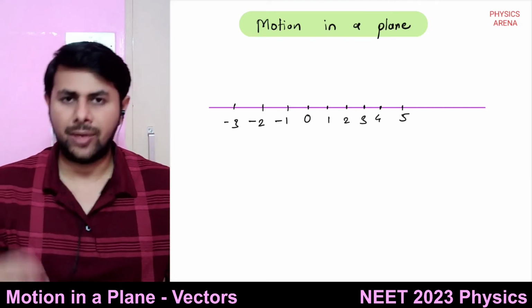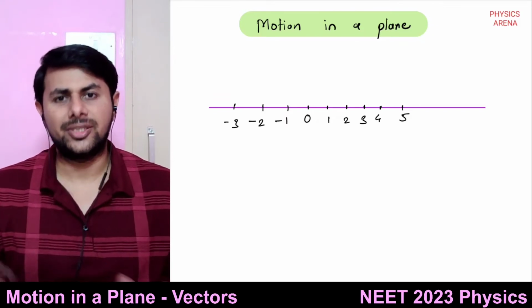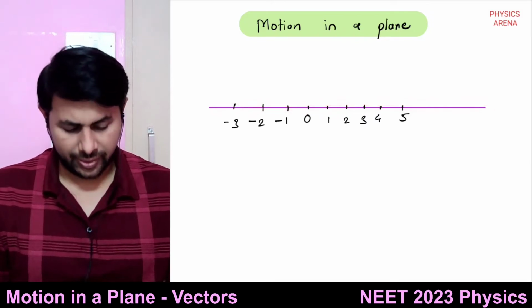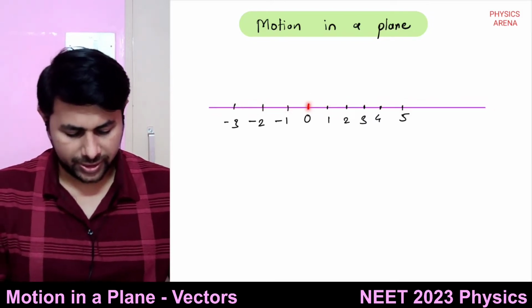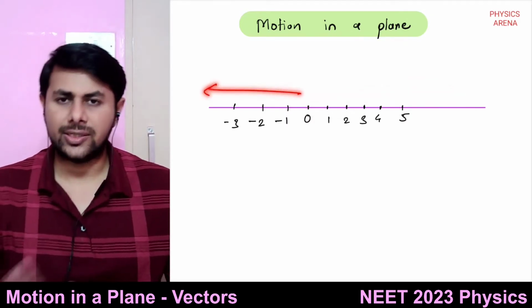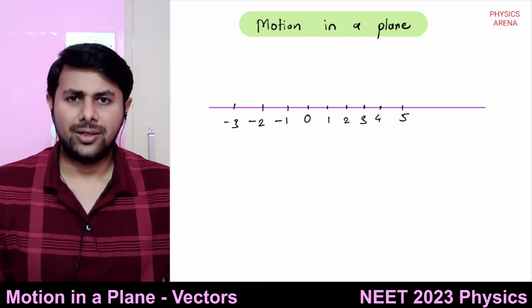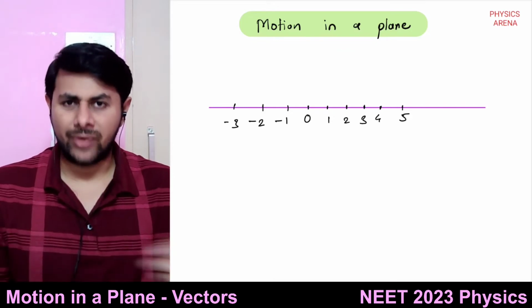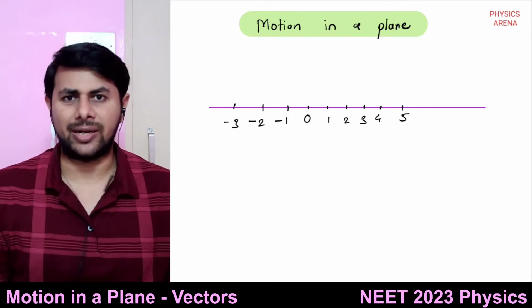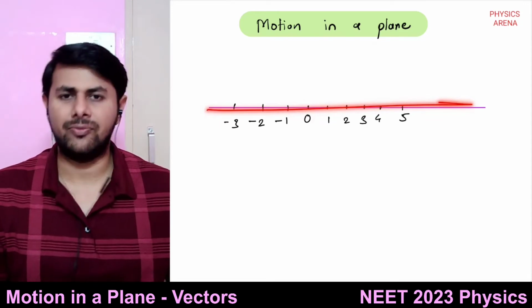So if a particle or an object is restricted to move along a straight line, to trace its motion, we need what? We need only one direction, that is one coordinate, or one axis we can say. We can mark some origin, and distances towards the right are positive, displacements towards the left are negative. Using only this one axis, we can trace the path of the object in one dimensional motion.